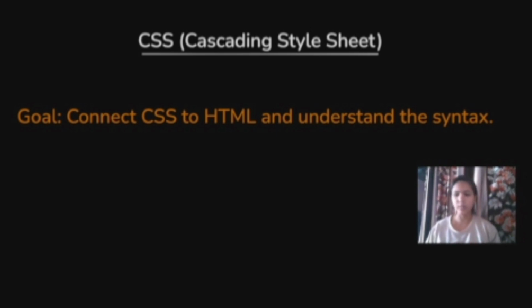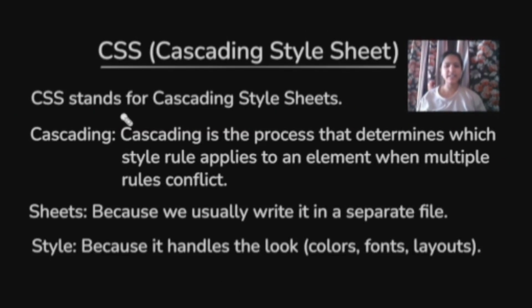So let's start now. First, we understand what is CSS. CSS stands for Cascading Style Sheet. Cascading stands for the process that determines which style rules apply to an element when multiple rules conflict. Like in a heading tag, we apply two colors, first red and second blue, on only a single selector. So cascading tells us which color actually applies to the heading tag. We will understand this in VS Code.